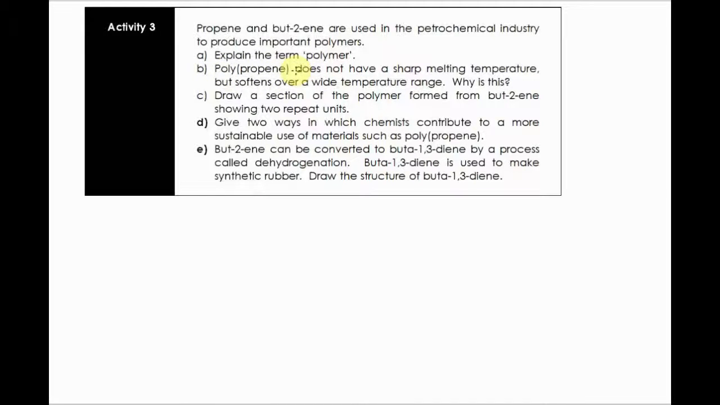Polypropene does not have a sharp melting point temperature, but softens over a wide temperature range. Why is this? Well, these polymers are not pure compounds. Pure compounds have a sharp melting point, whereas polymers aren't. They are a mixture of things, and they vary in chain length. So you get some really long chains and you get some shorter chains.